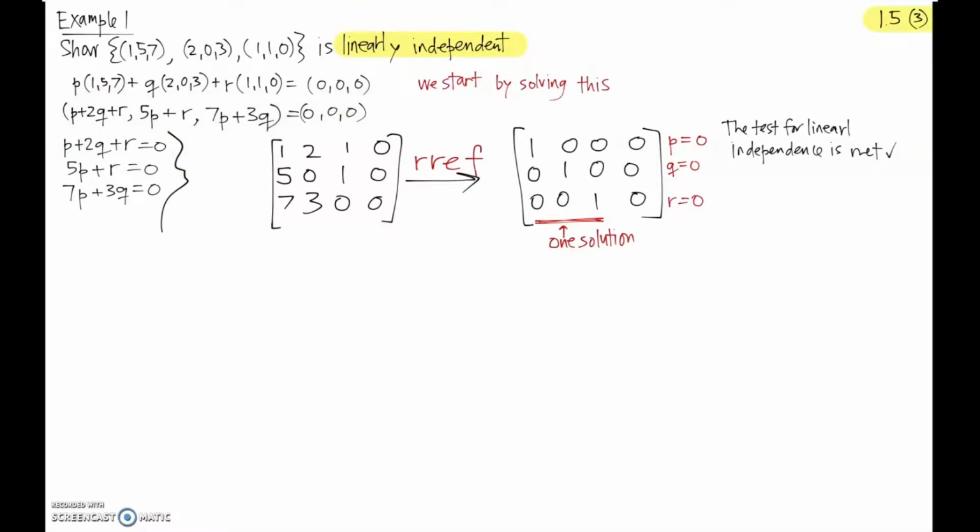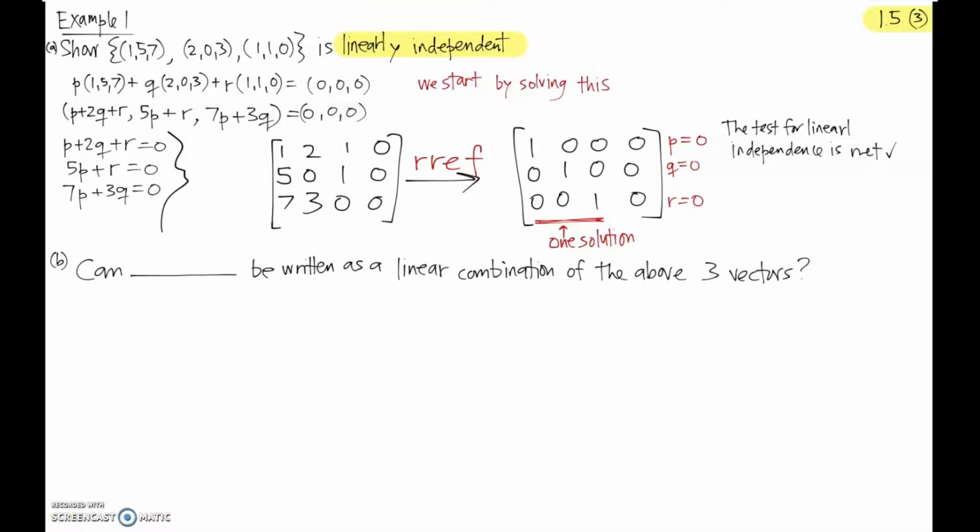Once we're in a system of equations, this is just like, old school. We know how to do this. We put this into a matrix. We go through reduced row echelon form. And in this case, we came out with one solution. This first part of the matrix, being an identity matrix, will tell us that the system only has one solution, and this is your solution. So it was only possible that P, Q, and R were going to equal 0. There was no other way to make this true. That's the test for linear independence, and it was met.